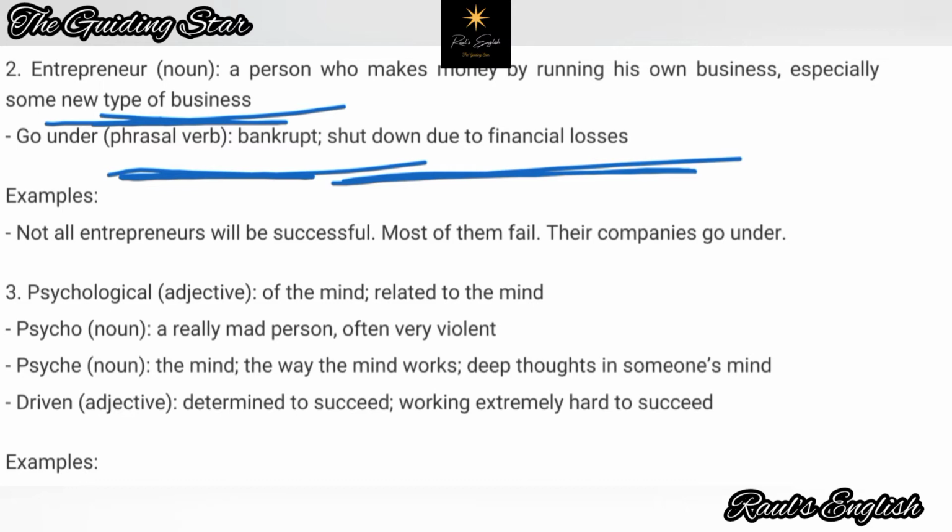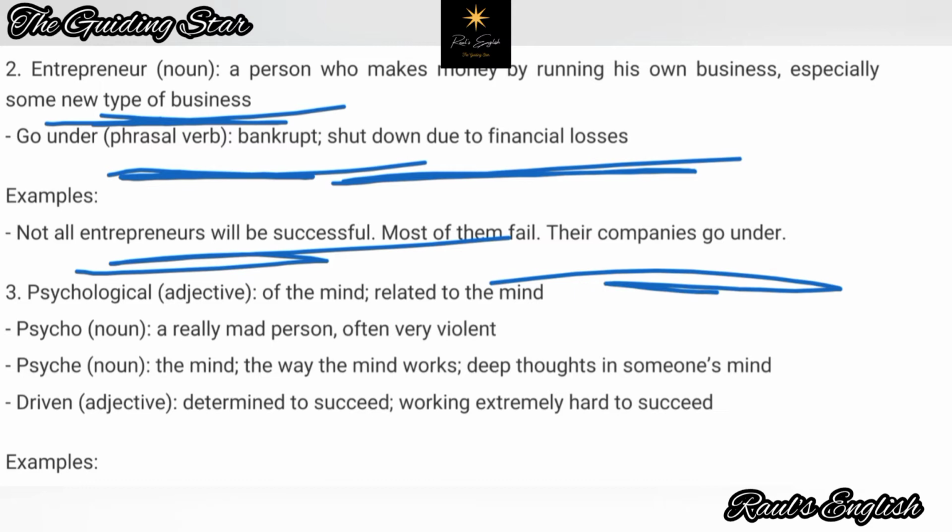Now let's look at some examples. Or what, do you want examples? Oh, sorry, one example. Not all entrepreneurs will be successful. Most of them fail or will fail. Their companies go under. So their companies make losses and shut down. Most of the entrepreneurs, that's their story.